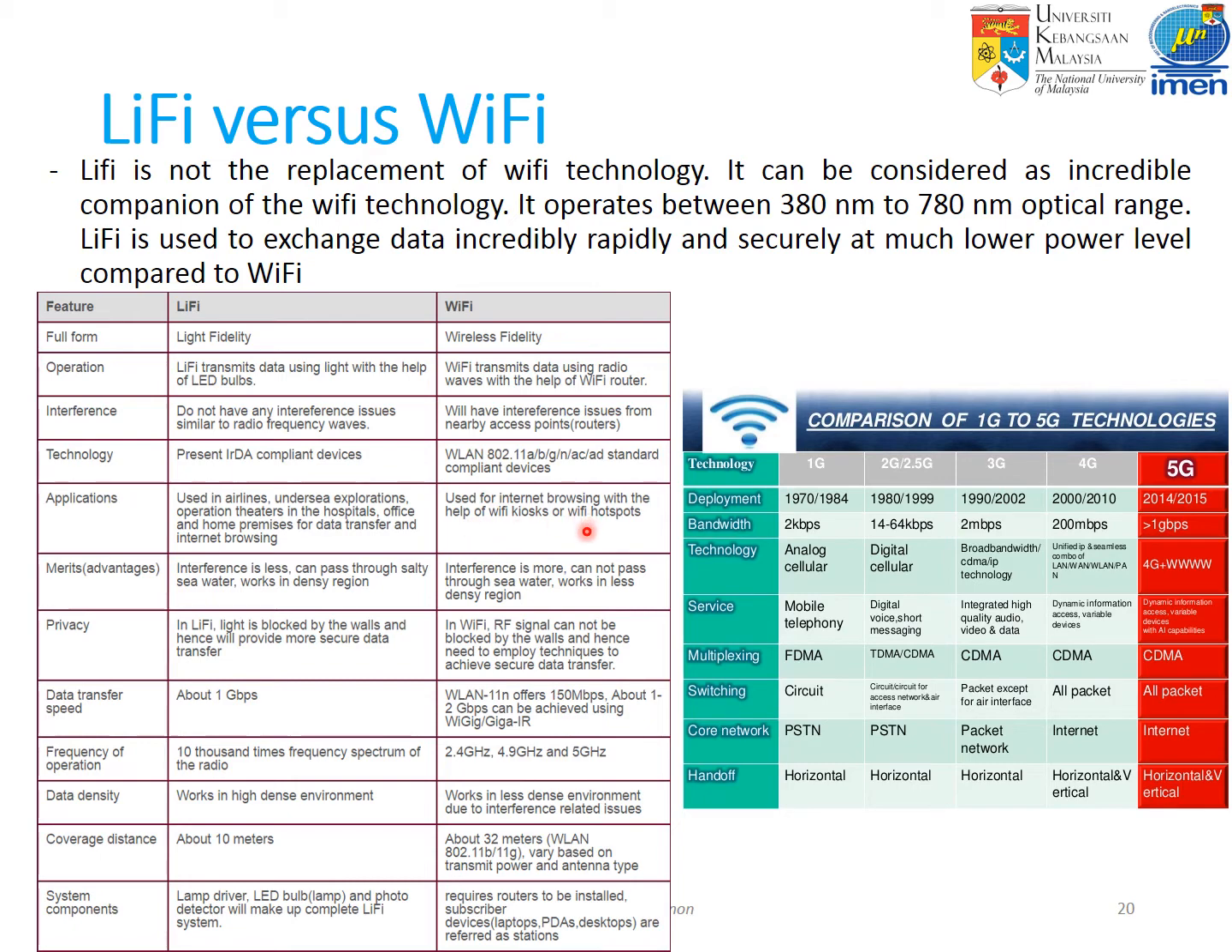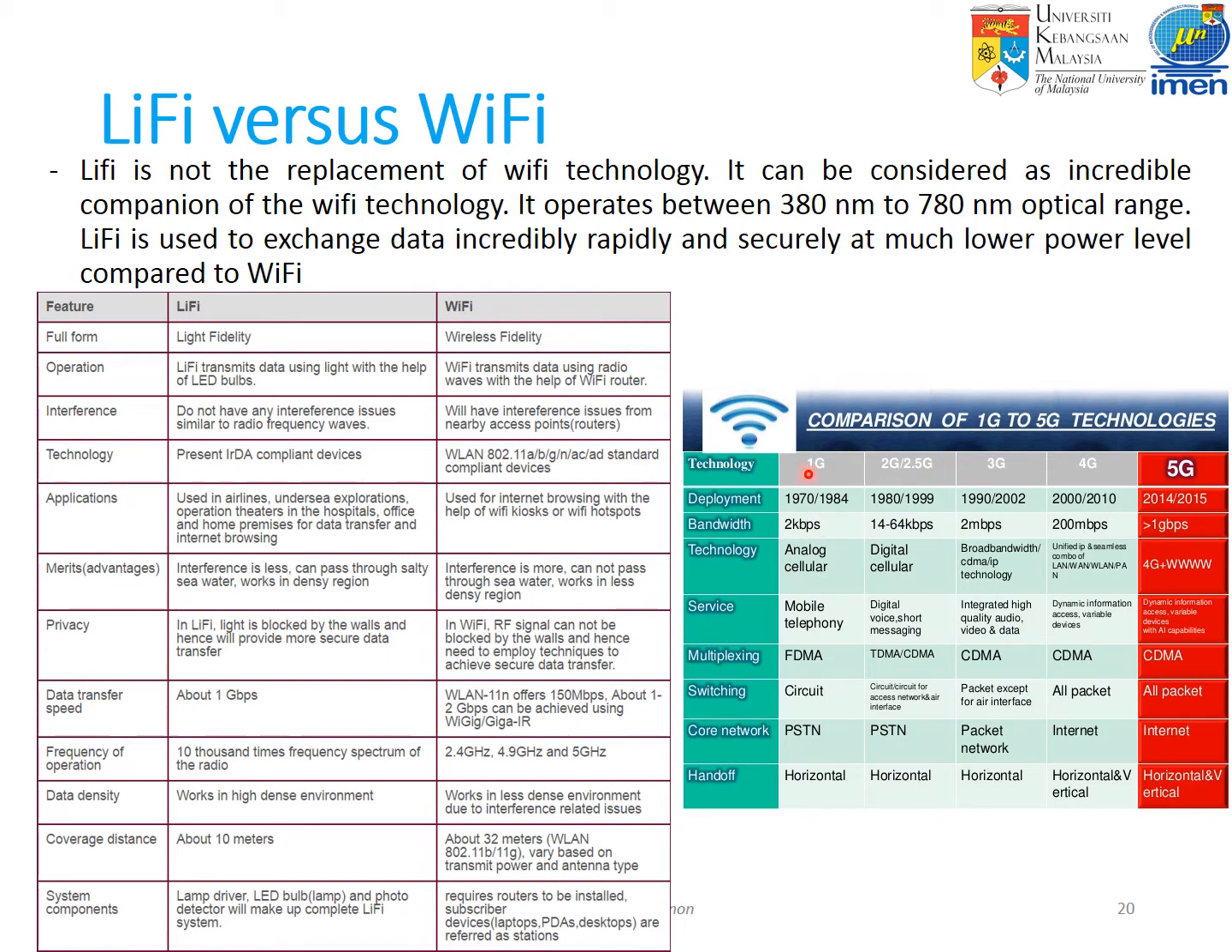Okay, and Li-Fi transmits data using light with the help of LED bulbs, whereas Wi-Fi transmits data using radio waves. So this is radio wave, this is light wave, with the help of a Wi-Fi router. Okay, and for Li-Fi it can go up to 1 gigabit per second, and for Wi-Fi as low as 150 megabit per second, but it can go up to 2 gigabit per second. This shows the difference between the different technologies.